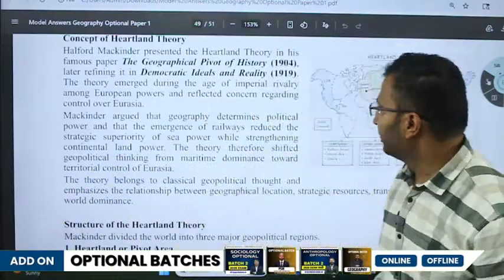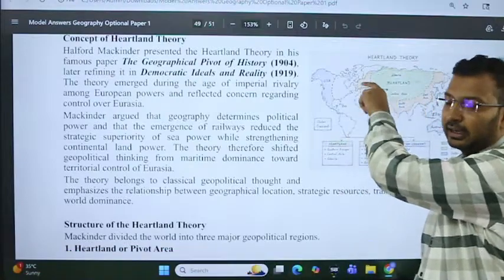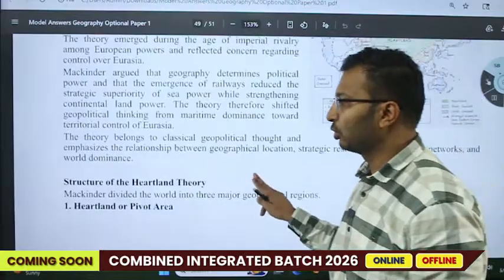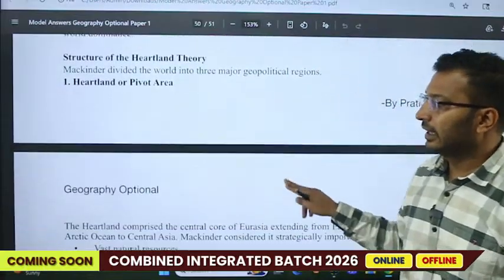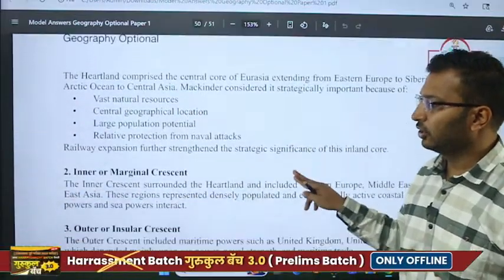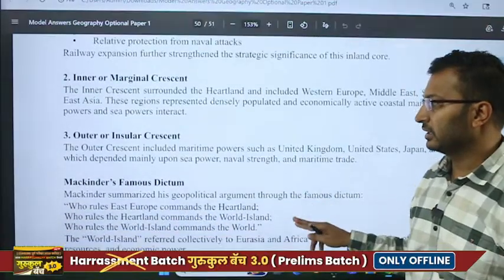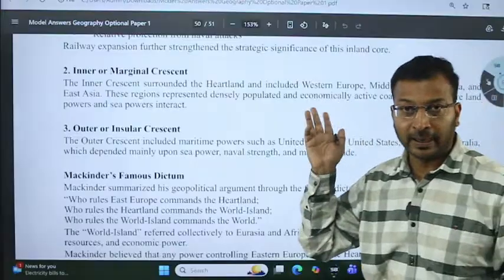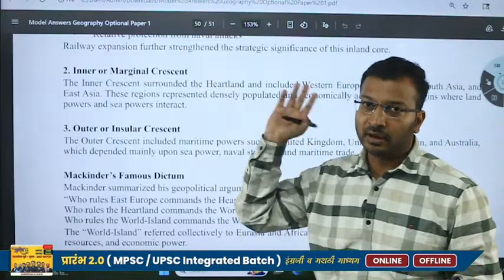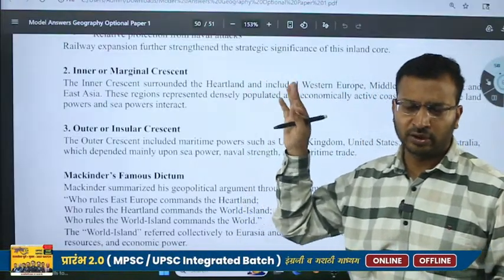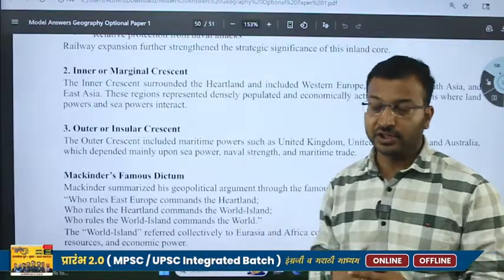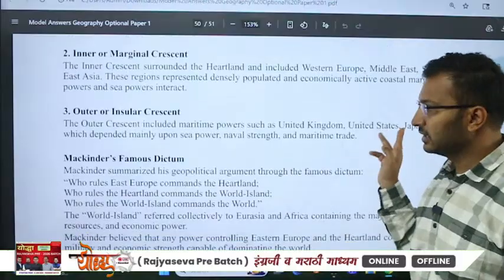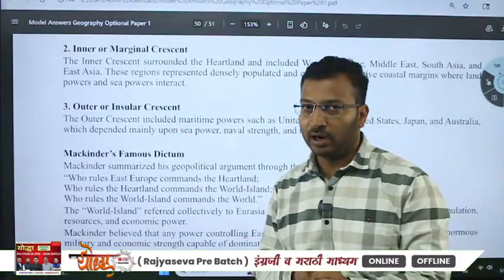Okay, so the people who are surrounding the heartland will be highly active. They will be trying to control the heartland. Then the outer crescent he talked about, the outer or the insular crescent, that is the maritime powers such as the UK. Then at that time Japan was also quite dominant. Remember, around 1904-1905, Japan defeated Russia because of its major naval power. So UK, USA, Japan, they formed the outer crescent.